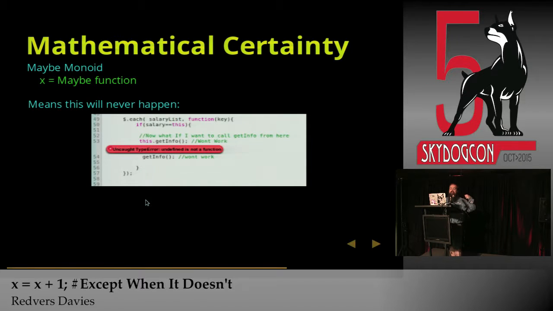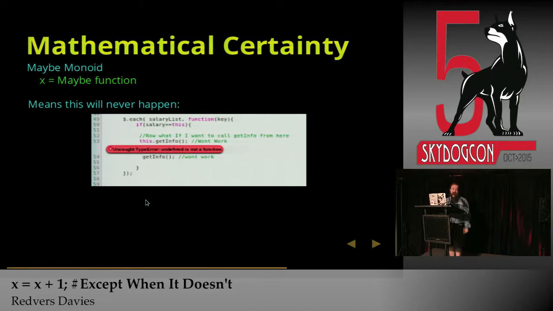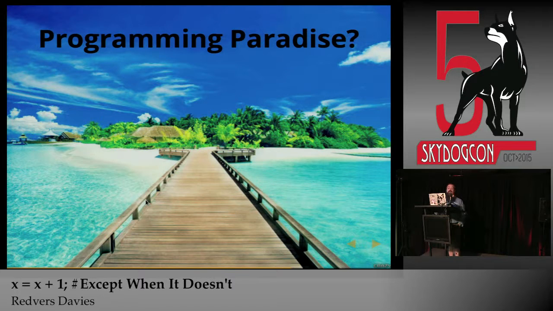The idea of a monoid is that you specify what it is, and so in this case, you say that the variable x is a maybe function, which means it's either a function or it isn't, meaning it's a function or it's nothing. So if you in your code have not actually written code to say if it's nothing, do this, it will not even compile. So that will just cut dead those runtime errors. So have we reached programming paradise?